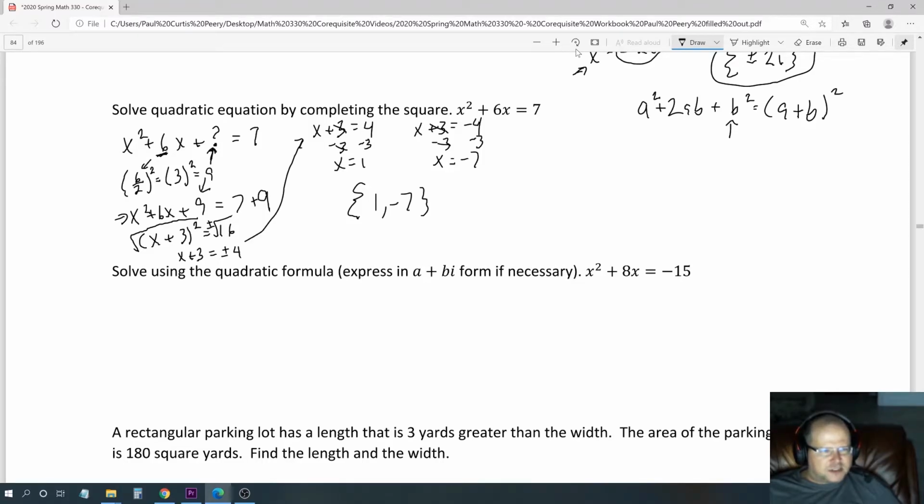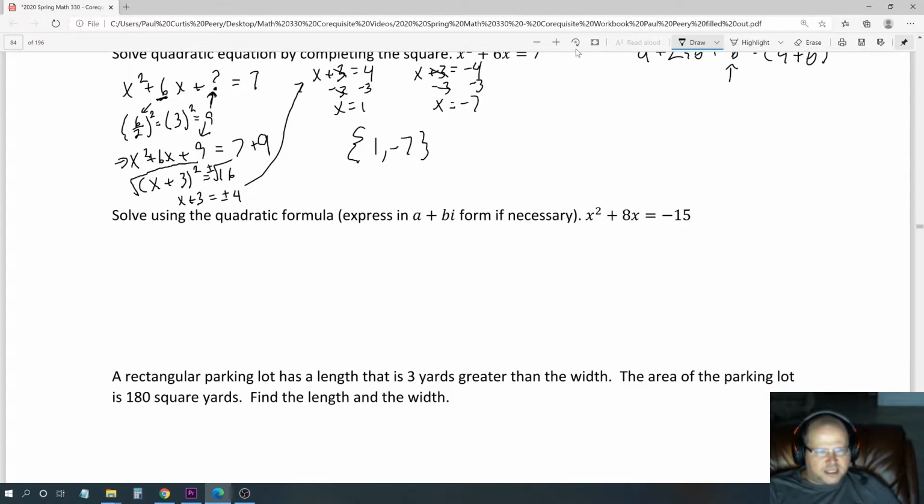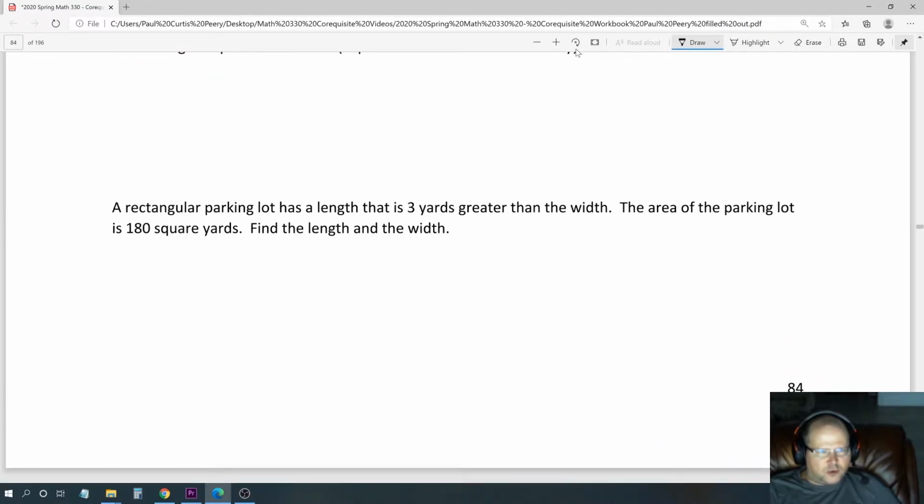And there we go. Okay, so solve using the quadratic formula. Okay, so let's try that one. So let's move on and do the formula.